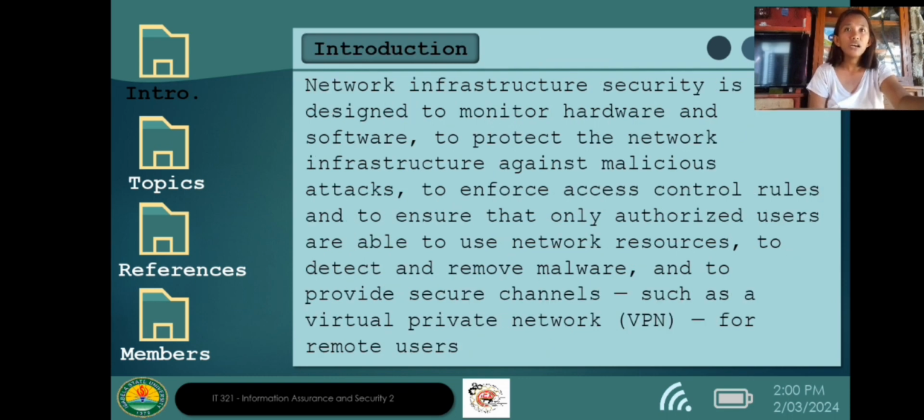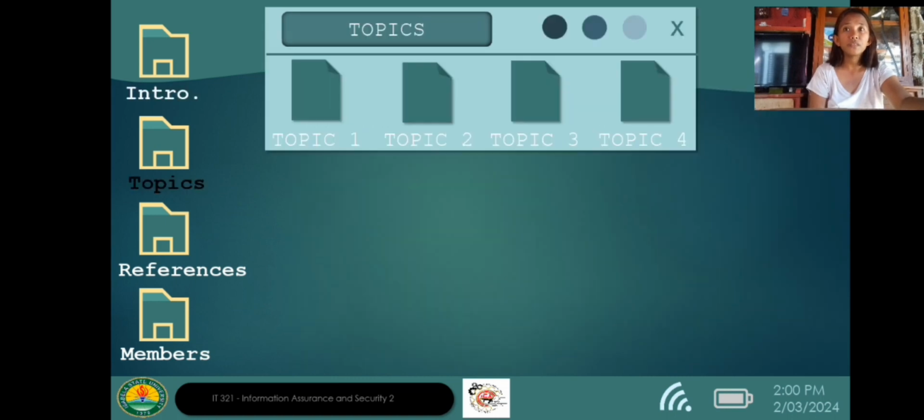So, introduction, a brief introduction about network infrastructure. This is security designed to monitor hardware and software to protect the network infrastructure against malicious attack, to enforce access control rules, and to ensure that only authorized users are able to use network resources, to detect and remove malware, and to provide secure channels such as a virtual private network or VPN for remote users. So there are 4 topics here.